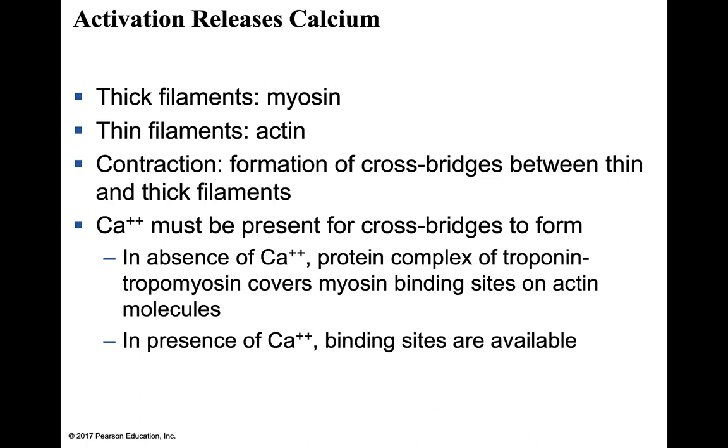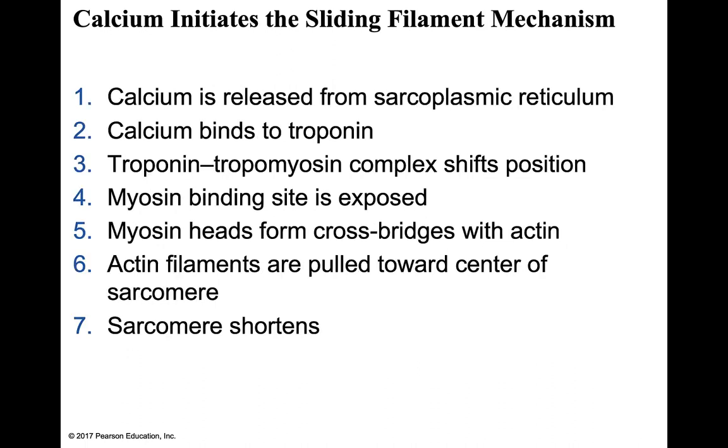In the absence of calcium, there's going to be a protein complex referred to as troponin and tropomyosin. And what this does is actually cover the binding site for myosin on actin molecules. In the presence of calcium, this binding site will be available and a cross bridge can be formed. Now, what we're looking at is the initiation of what's referred to as the sliding filament mechanism, and calcium is released from the sarcoplasmic reticulum, and we'll see a diagram of this in just a little bit.